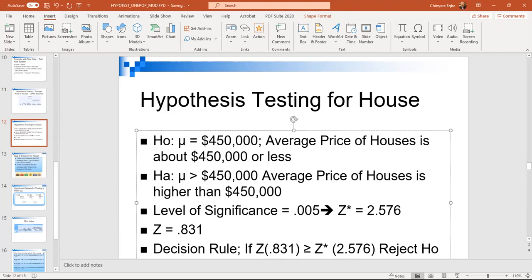All right. So now, based on your calculation, would you reject or not reject the null hypothesis?